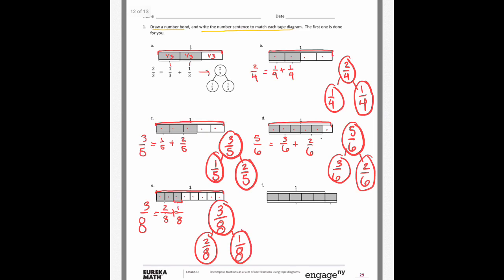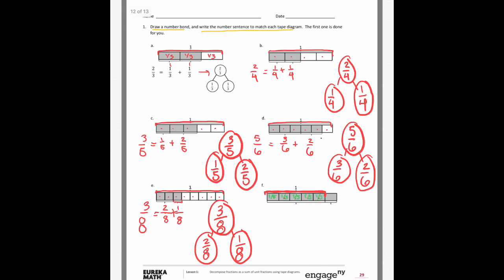Okay, and this last one's a little bit trickier because there's more than just the whole here. So we just look at the whole first to figure out what our fractional part is. So the whole is broken into 1, 2, 3, 4, 5 parts. So these have to be fifths. And you're going to want to say sixths because there's 6 parts, but it's actually fifths because it's showing us that the whole is made up of 5 parts.